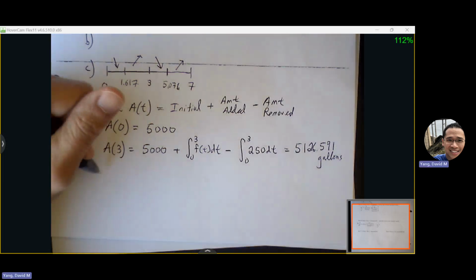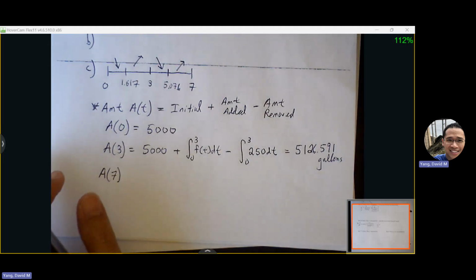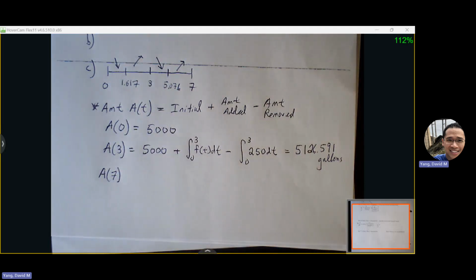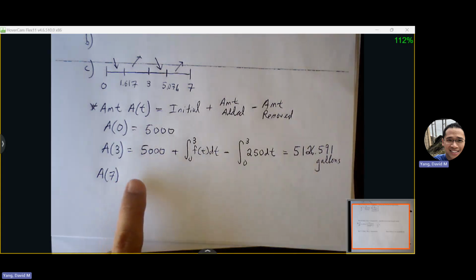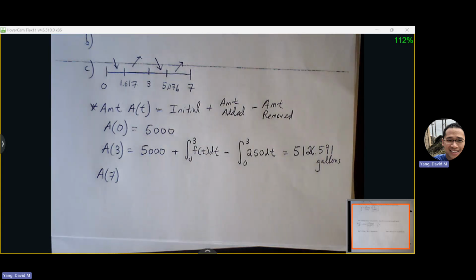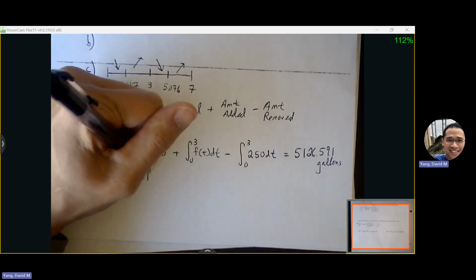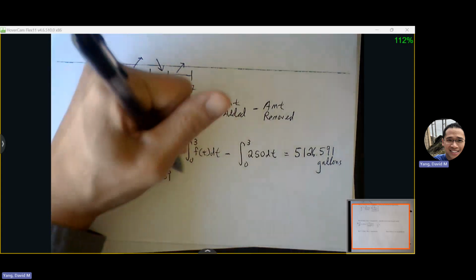Now, we also need to find AF7. Here is an option for us to do without having to go through a bunch of more complicated formulas: what if we just pick up where we left off, right? We already know how much we have 3 hours in, so we can just pick up where we left off and continue to add and subtract from 3 hours on. So I'm going to pick up where I left off at hour 3. That's going to be my quote unquote initial.